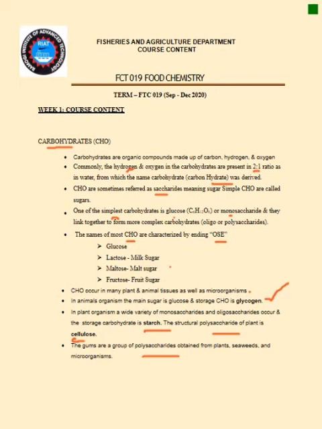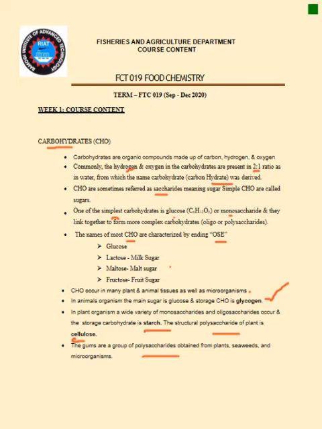When you combine a monosaccharide with another monosaccharide, you have more complex substances, which are now called polysaccharides. We are going to see that later on in this video. It is important to note that whenever you see CHO in this video, it is just a short form of carbohydrate. So I've used this to refer to carbohydrates.